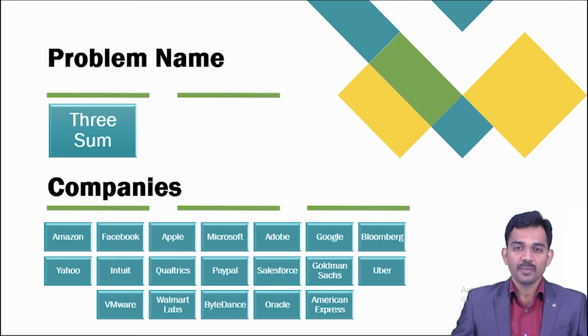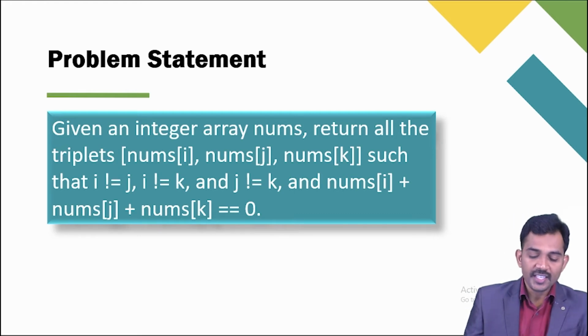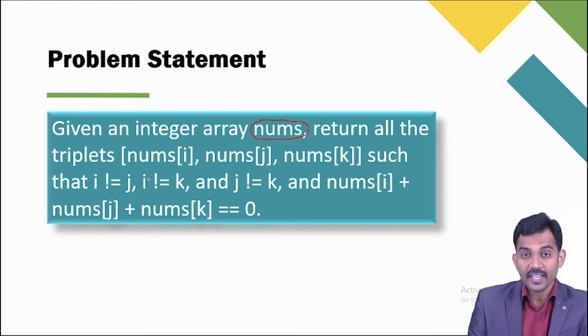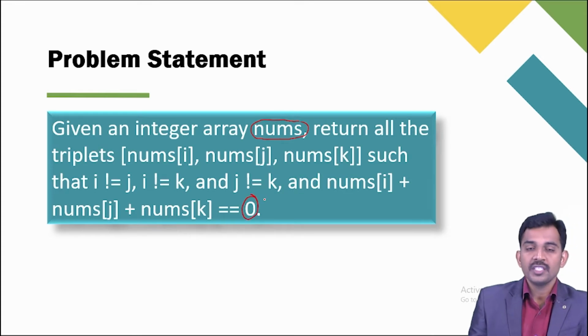And coming to the problem description, this is the problem description. Here, I am given an integer array, nums, and you need to return all the triplets. You need to find all the triplets possible that match the target. Here, the target is a constant, that is 0. It means you need to identify all the triplets whose sum goes to 0.